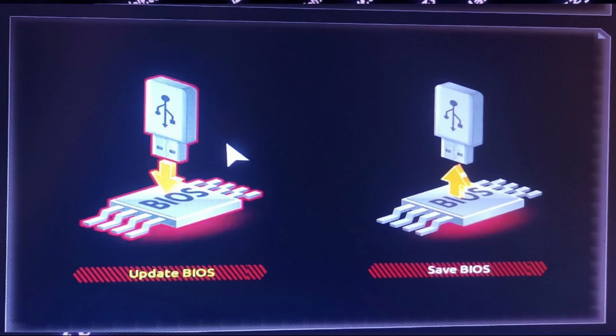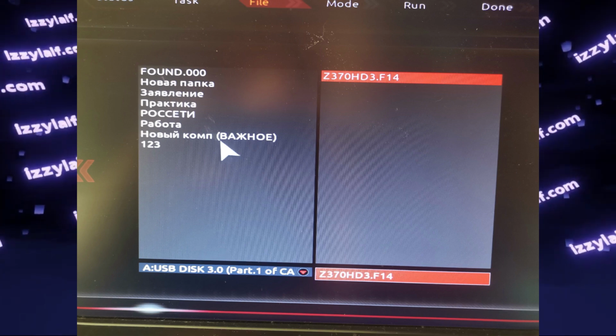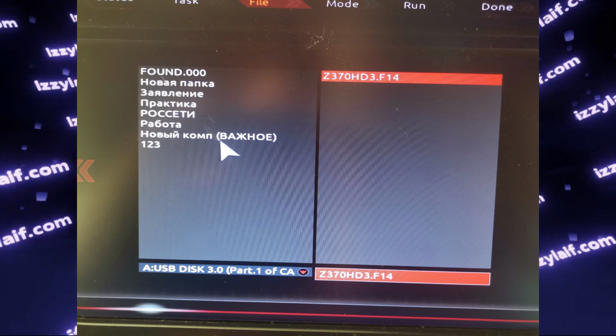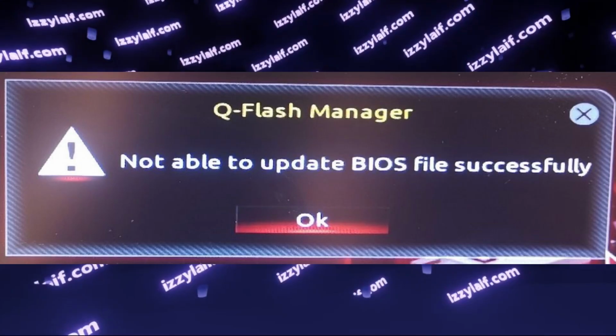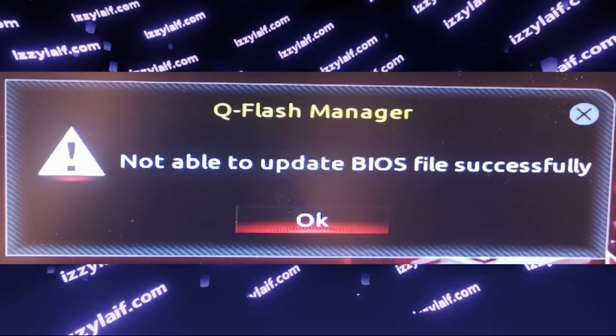So you try to update the UEFI BIOS on your Gigabyte motherboard, and you are doing it the correct way. You unzip the BIOS file on a thumb drive, then you boot into your existing BIOS and launch the QFlash utility from there. However, it throws you an error: not able to update BIOS file successfully.